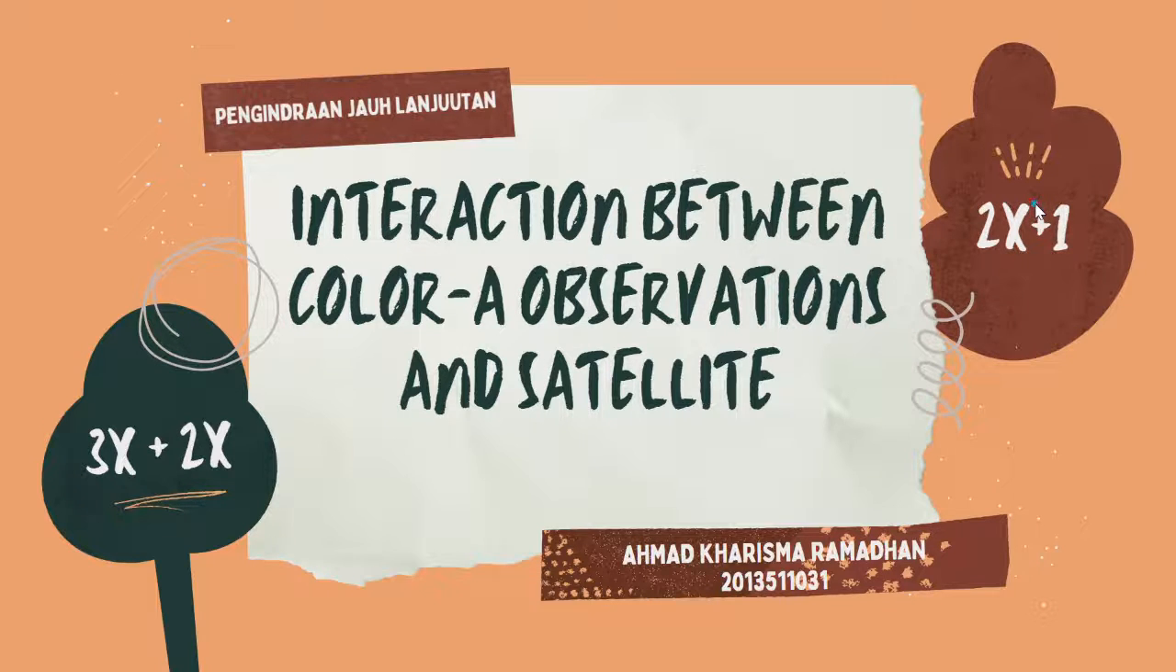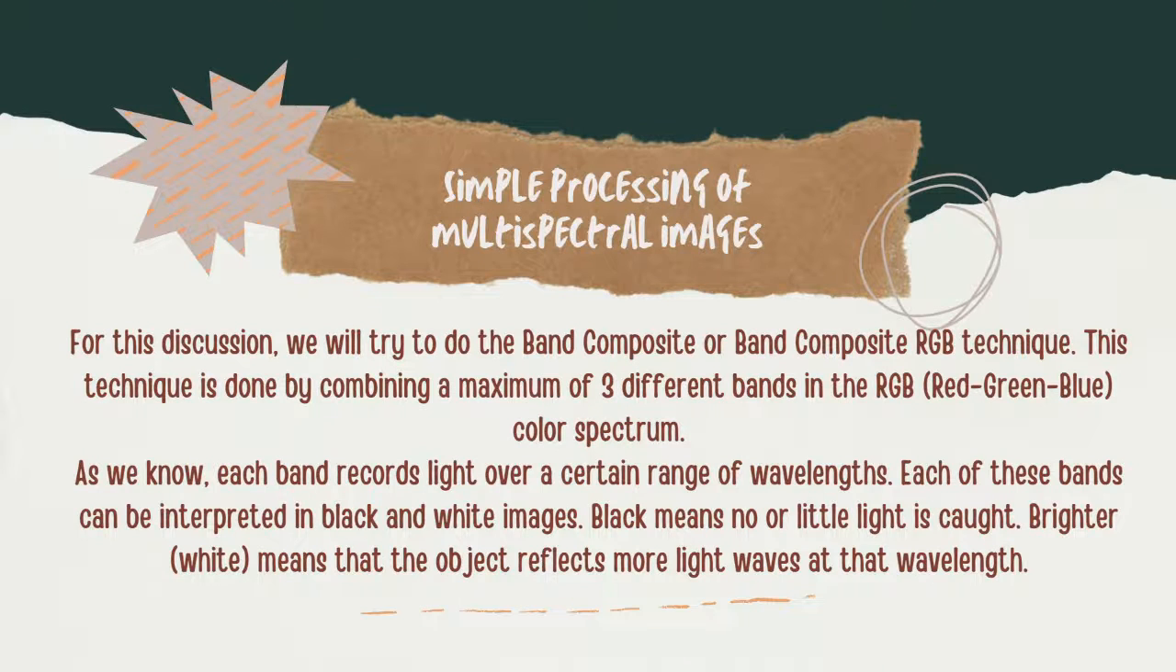And now to introduce myself, my name is Ahmad Ramadhan and my student ID number is 20135111031. And my job is the interaction between chlorophyll A observation and satellite. Next.